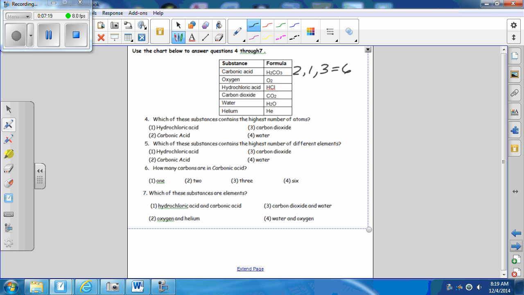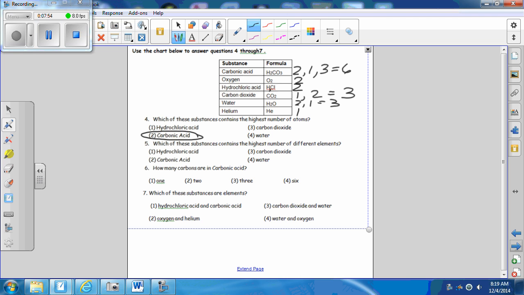So how many atoms does carbonic acid have? 6. Good. How many does oxygen O2 have? 2. How many does hydrochloric acid have? It has an H and a Cl. 2. CO2, how many? 3. It has 1 carbon and 2 oxygens equals 3. How many does water have? 3. 2 hydrogens, 1 oxygen equals 3. How many does helium have? 1. So which one has the most or the highest number of atoms? Carbonic acid.